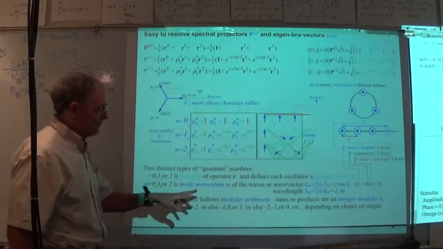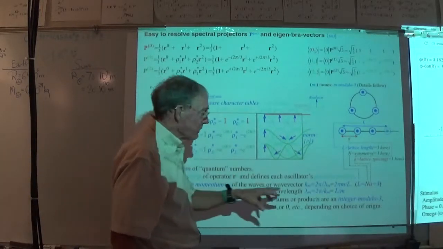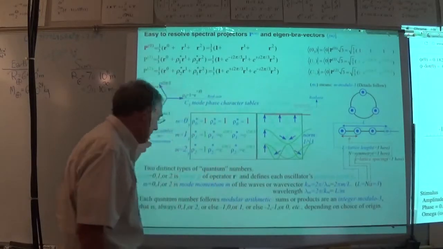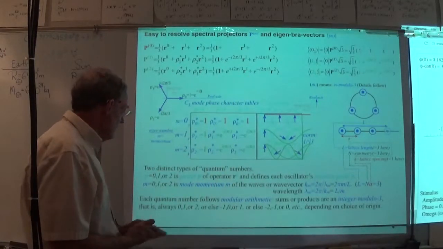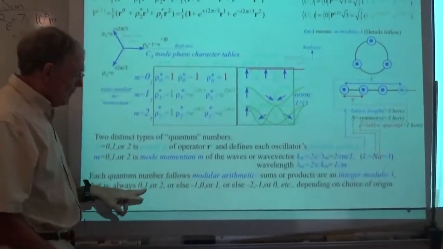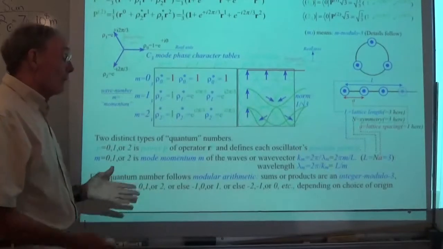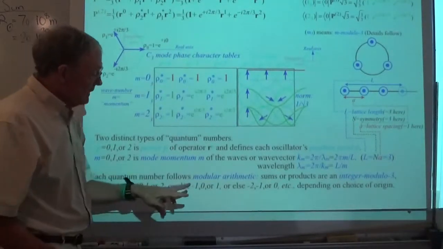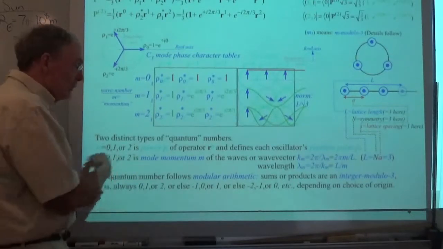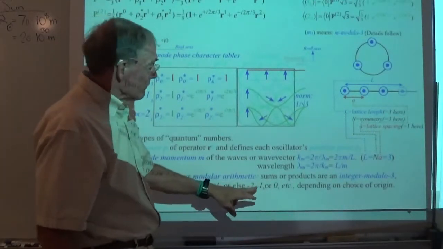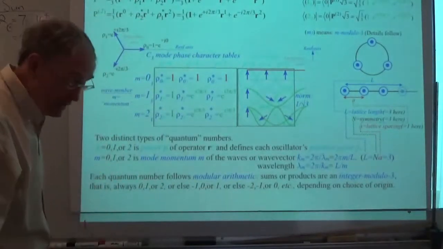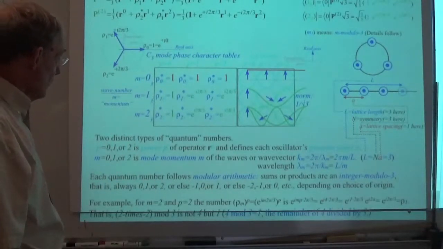Each quantum number follows a modular arithmetic. Sums and products are integers modulo 3. Okay, we have to define that a little better maybe. That is, they're either always 0, 1, and 2, or if you balance your band, you would like to have -1, 0, and +1. But you could go into the negative direction and have -2, -1, and 0, etc., depending on your choice of origin, really is what that amounts to.